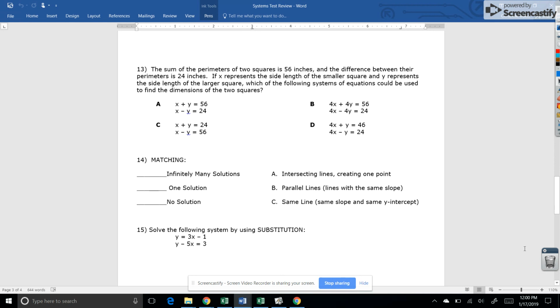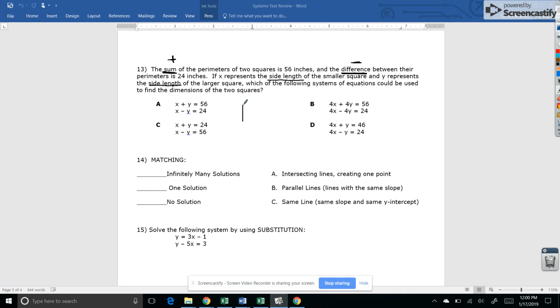The sum of the perimeters of two squares is 56. And the difference between their perimeters is 24. So sum is add, difference is subtract. If x represents the side length of the smaller square and y represents the side length of the larger square, which of the following could be used to find the dimensions?